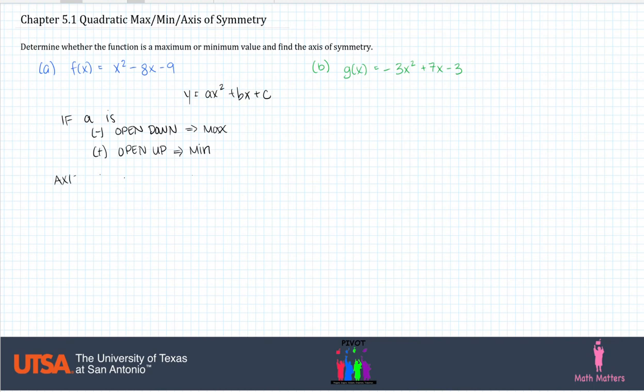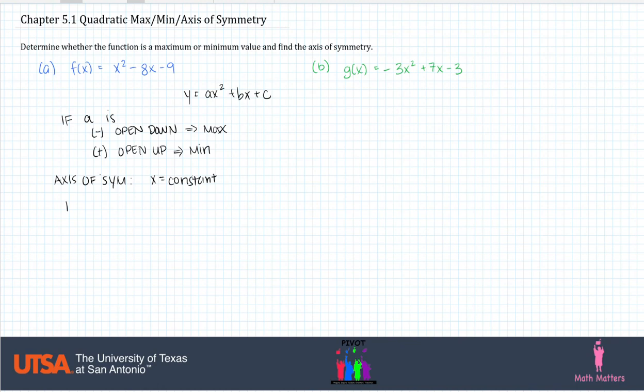Then the axis of symmetry is going to be the vertical line x equals some constant, and this constant is going to be the x-coordinate of the vertex, because the vertex is the point which this vertical line passes through and it cuts both sides, left and right, in half so that it's symmetrical over that line.